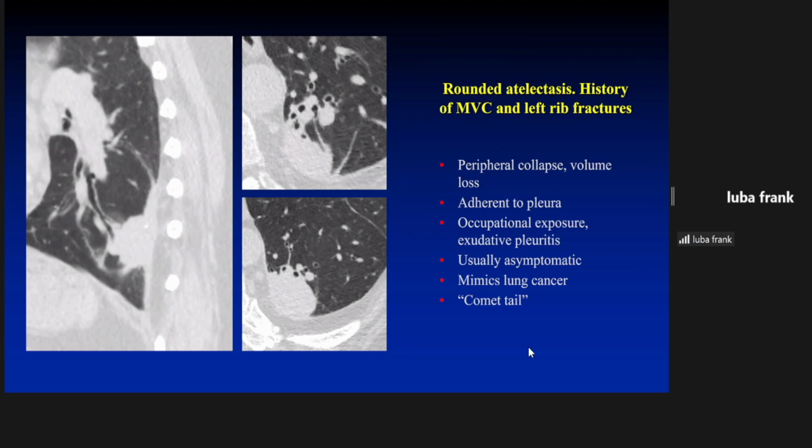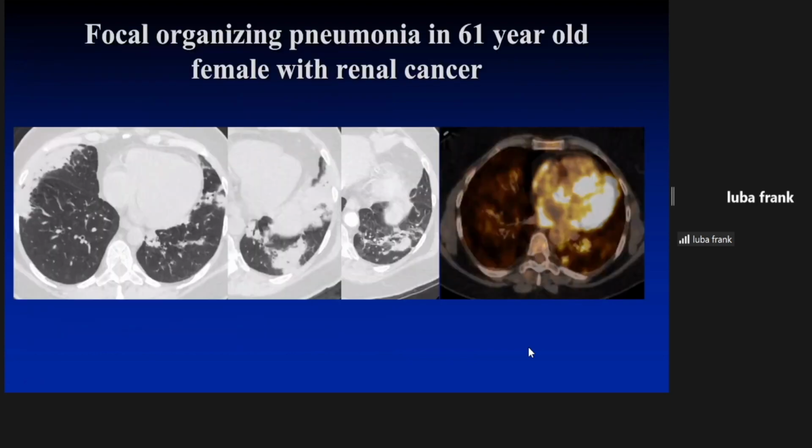Most of those patients actually do get PET CTs and biopsies to make sure that this is not a malignancy. Next entity is a focal organizing pneumonia. This is a 61-year-old female with renal cancer. She has a very large RCC in the left kidney. In addition to this is her chest CT.